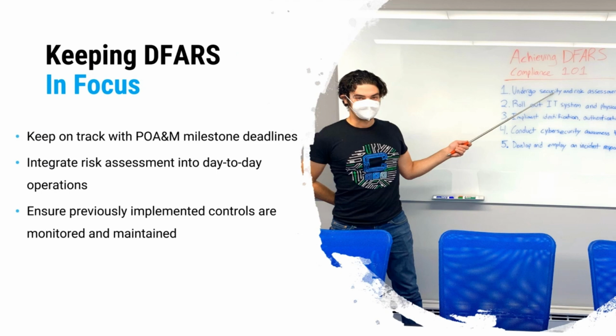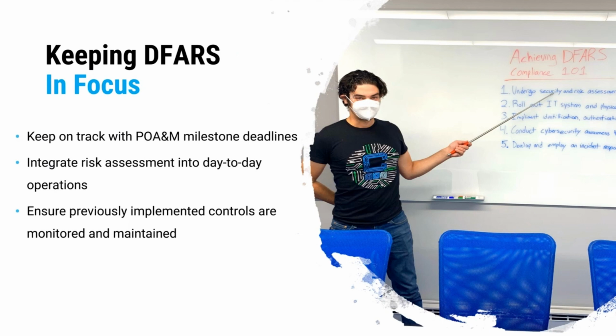So that leads us to, realistically, as a defense contractor, you're always going to have to keep DFARS in focus. You're always going to have to be thinking about this, making sure that you are on top of this. What that really means is keep on track with those POAM milestones and deadlines. That should be something that is reviewed on a regular basis. When you do have that POAM document, make sure that the owners know what their responsibilities are. They know what those deadlines are.